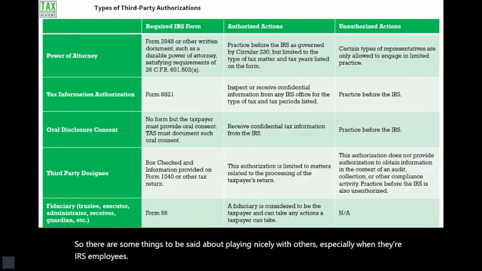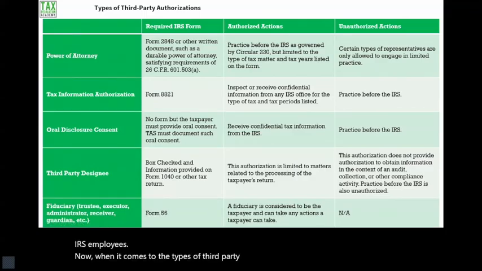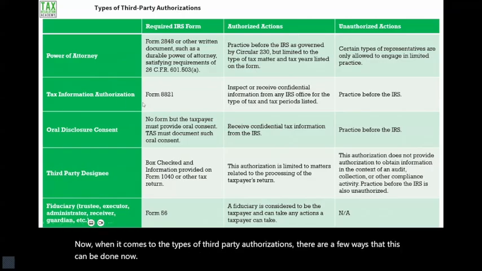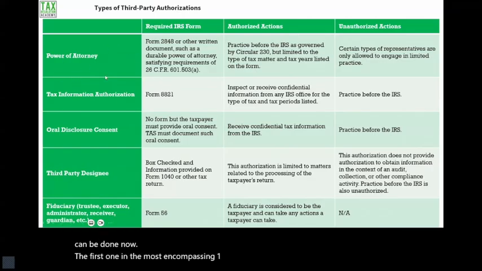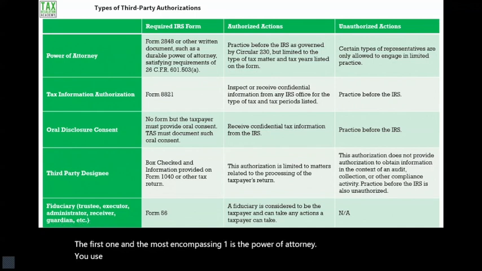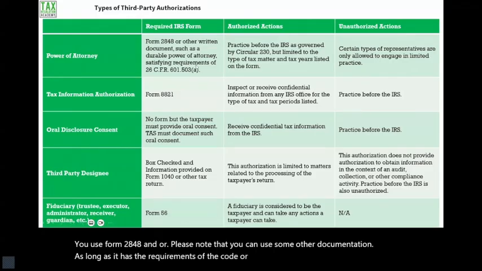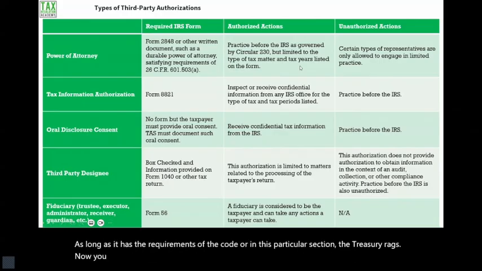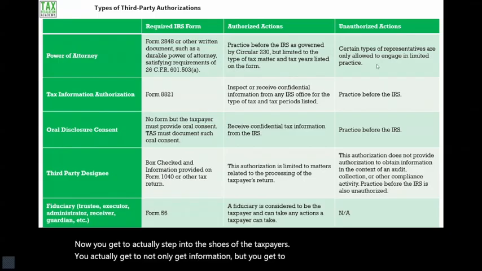Now, when it comes to the types of third-party authorizations, there are a few ways that this can be done. The first one, and the most encompassing one, is the power of attorney. You use Form 2848, or please note that you can use some other documentation, as long as it has the requirements of the code, or in this particular section, the Treasury regs. You get to actually step into the shoes of the taxpayer. You not only get information, but you get to communicate information.